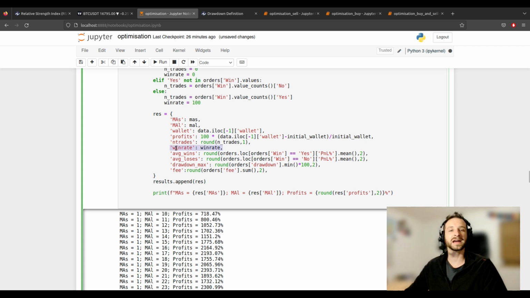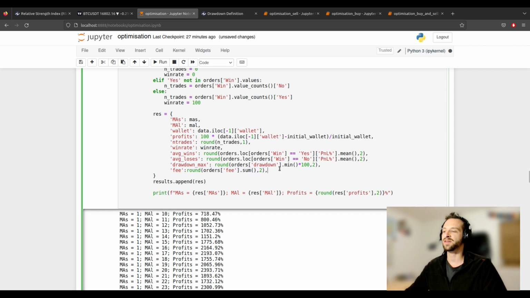So the win rate I track as well. This is to know how many of all my trades were winners with respect to losers. I want to know how much profit my winning trades made on average, and the same for the losing trades. I want to know how much they lose on average. Also, as I mentioned, we're keeping track of the maximum drawdown, so the worst drawdown. And finally, I also want to know how much money was spent in fees.